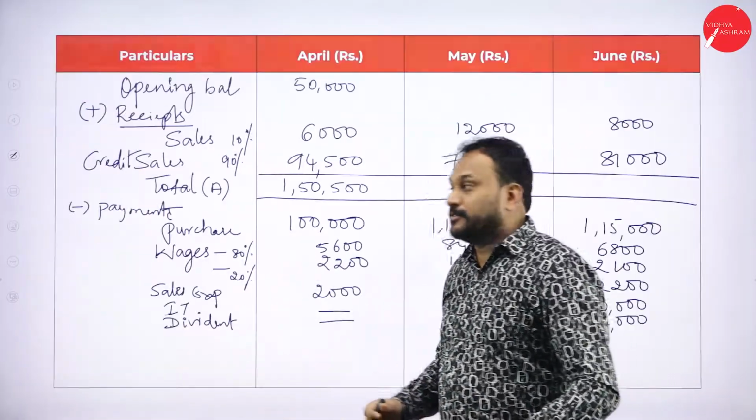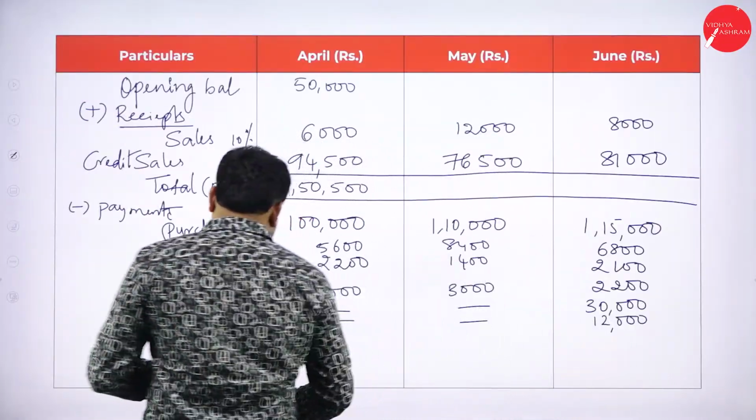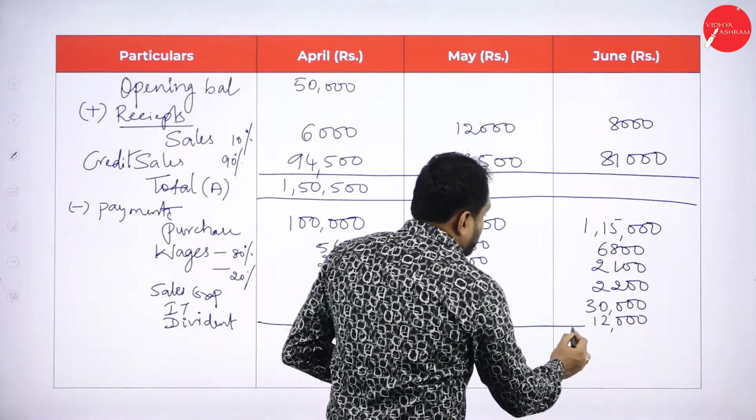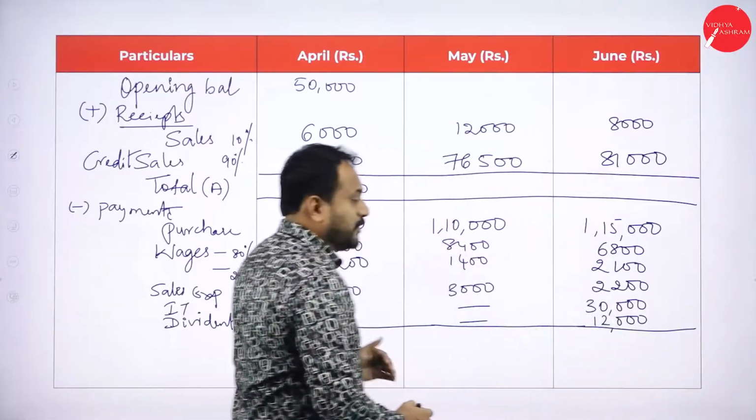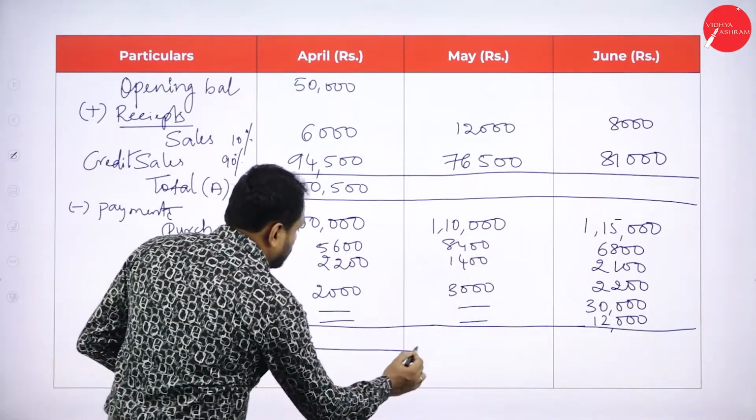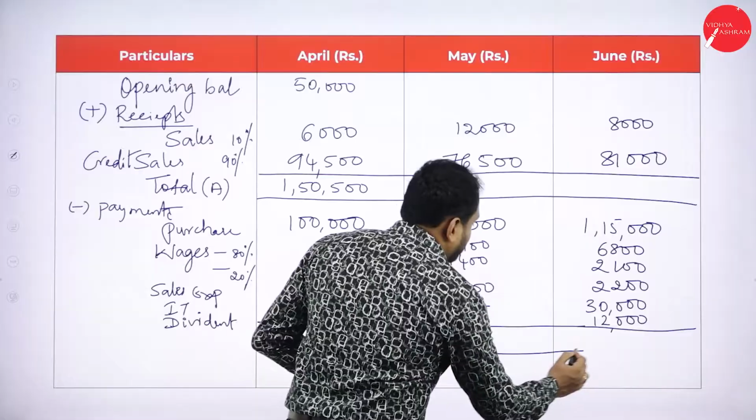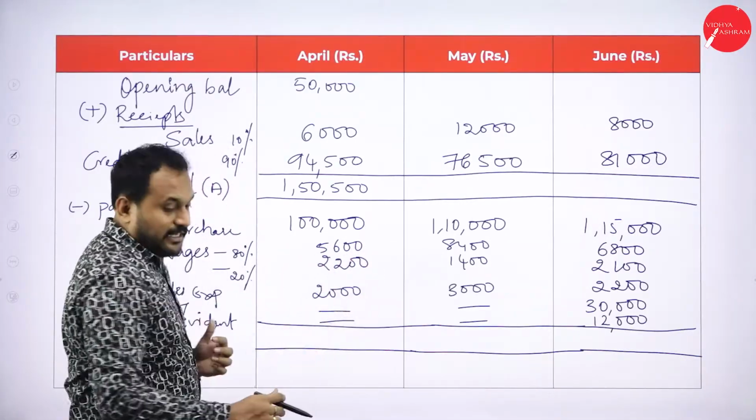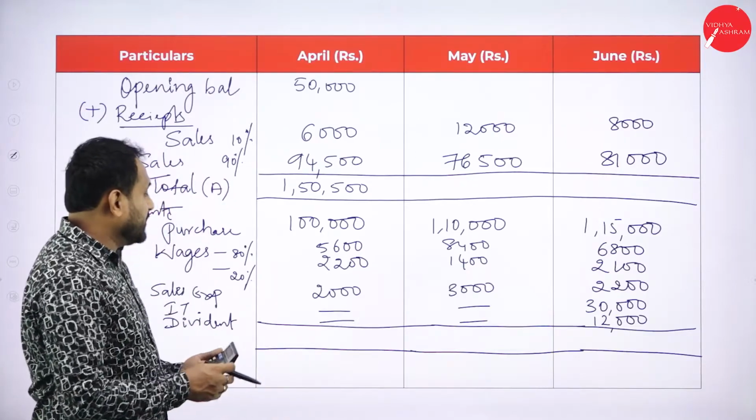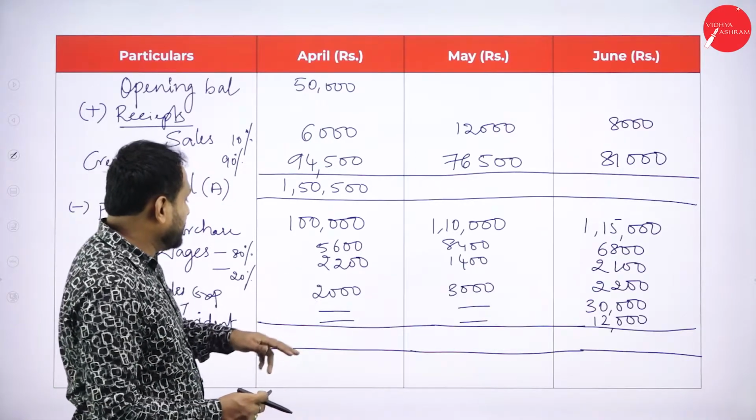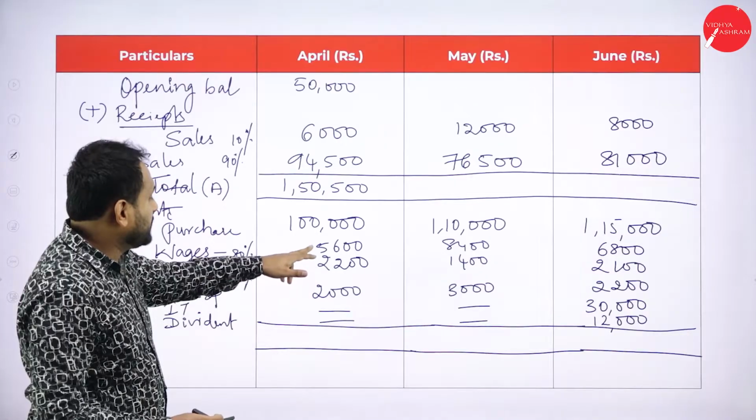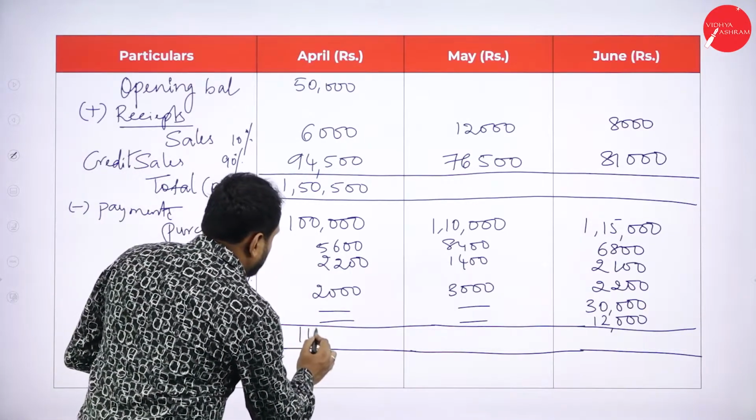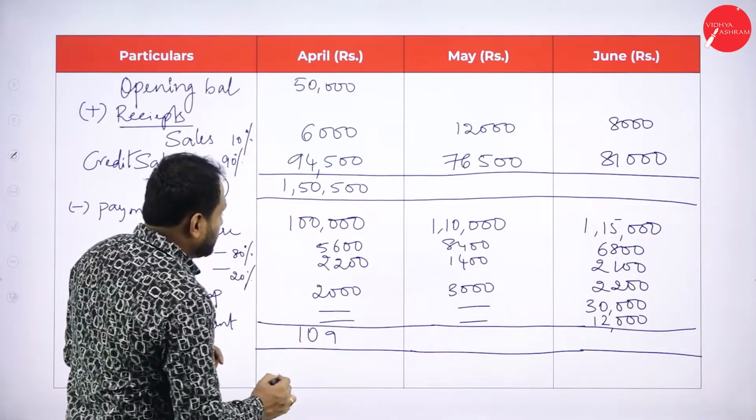So we are supposed to calculate each and everything. Now whatever we calculate here, this is called the total of B, that is the total of payments. So let's calculate here. Now we have 1,05,600, 2,200 and 2,000. So 2 plus 2 is 4, 4 plus 5 is 9, 9, 8. So it is 1,09,800.